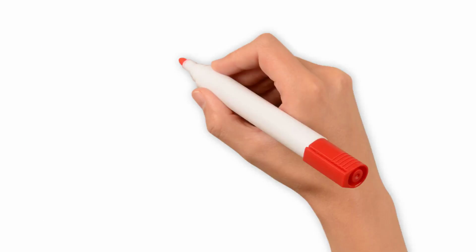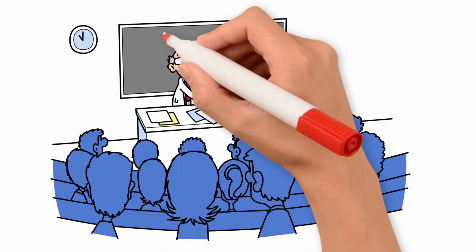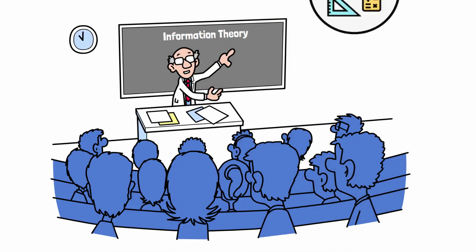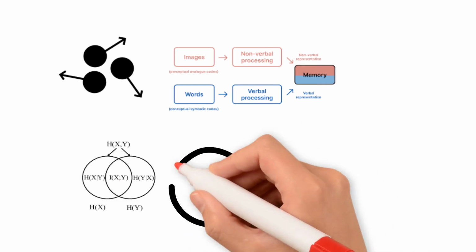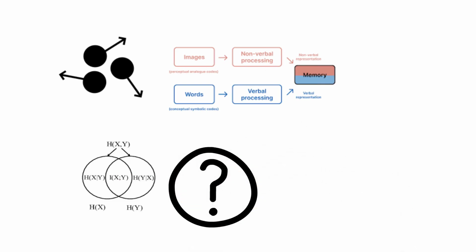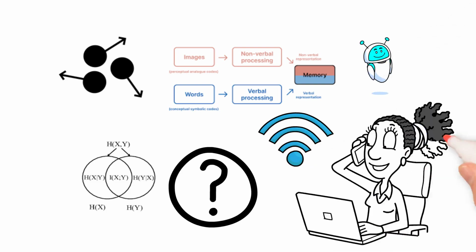In our next episode, we'll move into information theory, the mathematics of communication. We'll explore concepts like entropy, mutual information, and coding theory, which explain how data is stored, compressed, and transmitted, the very principles that make the internet, AI, and modern communication possible.